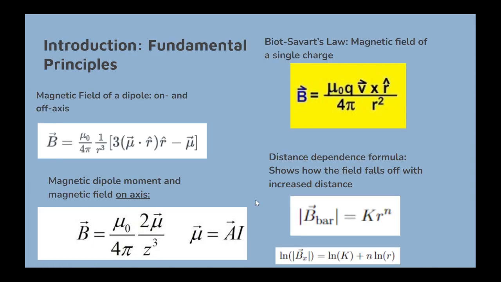Our fundamental principles include Biot-Savart's law, which is the magnetic field of a single charge, and then we have the magnetic field of a dipole on and off axis as shown here, which we will use in our code. The magnetic dipole moment is shown right here, and then we have the magnetic field on axis right here, and the distance dependence formula shows how the field falls off with increased distance. These three formulas we will use later to solve for K, N, and the magnetic dipole moment.